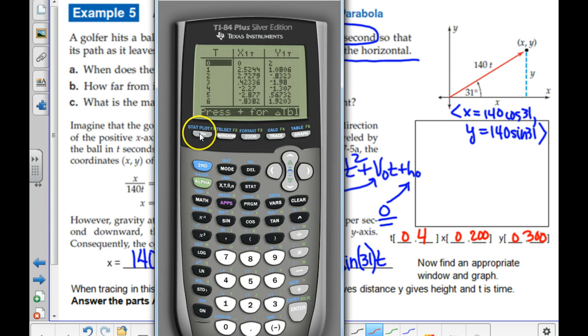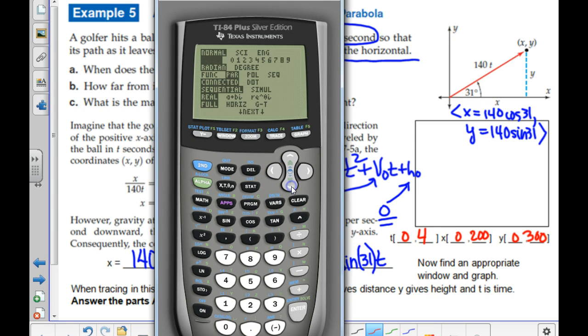What mode are we in now? Uh-oh, mode problem. We need to be in degrees, but we are still in parametrics. Degrees. Make sure you go to degree mode or this isn't going to work.